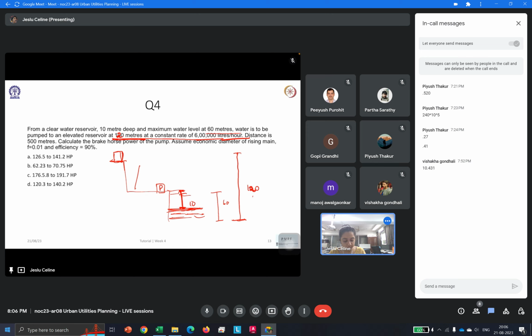It was 100 meters in the question, but it should be 120 meters because this height needs to be taken as 60 meters, so it should be 120 minus 60. 60 meters needs to be taken in order to get the solution. That's one small error in the question, so you can make a note. In the assignment question, it should be 120 meters. The question asks us to calculate the brake horsepower and assume the economic diameter. All this is the same.